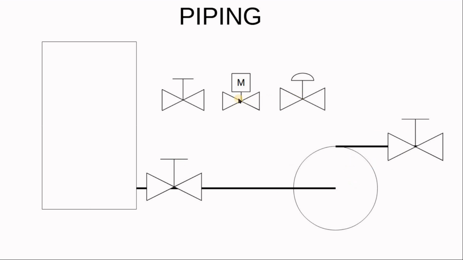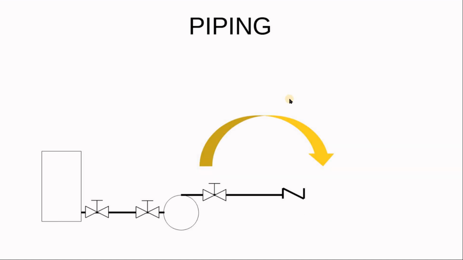Here you can see different shapes of valves. This is a manual valve. This is a motor operated valve. This is a pneumatic valve. As a P&ID designer, you have to take care of equipment placement. The equipment placement will be followed by everyone.